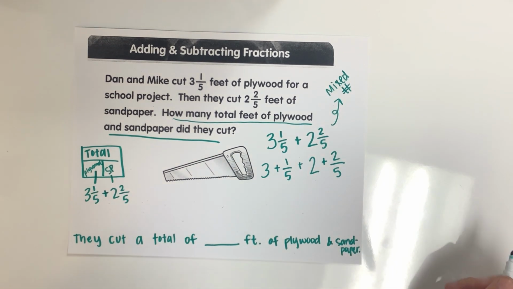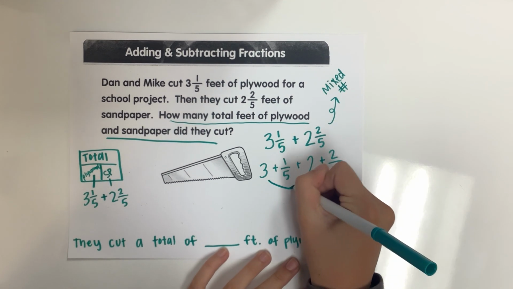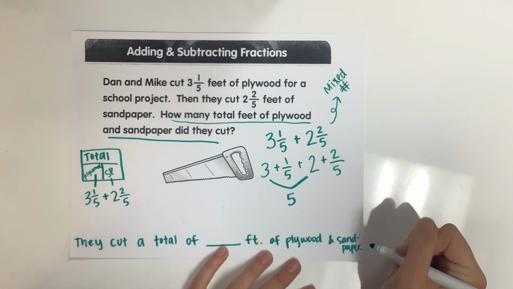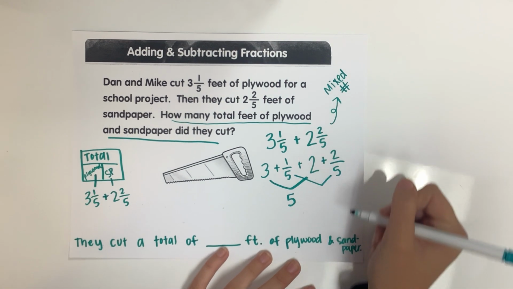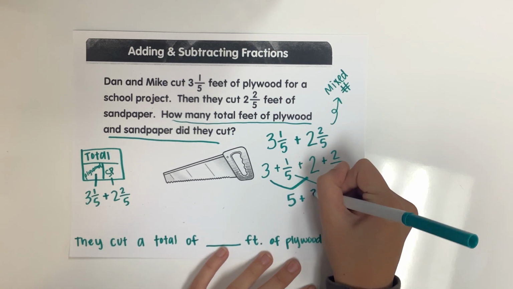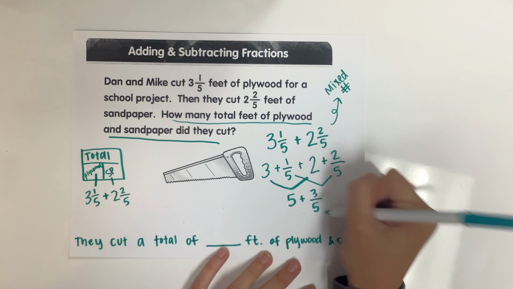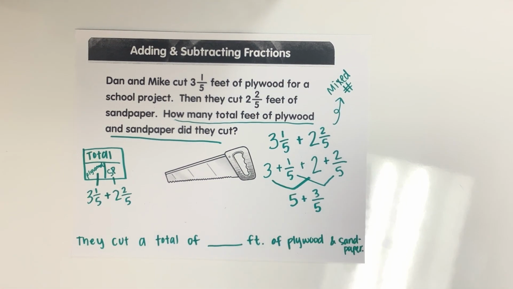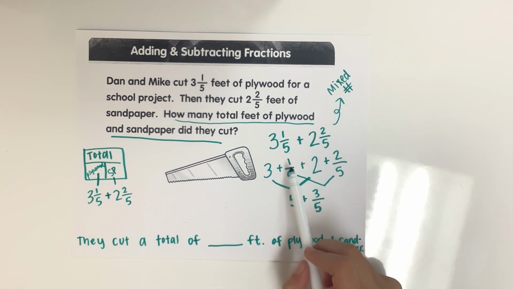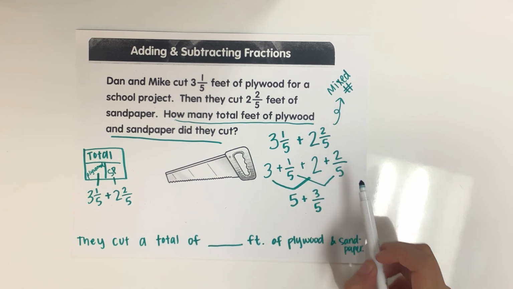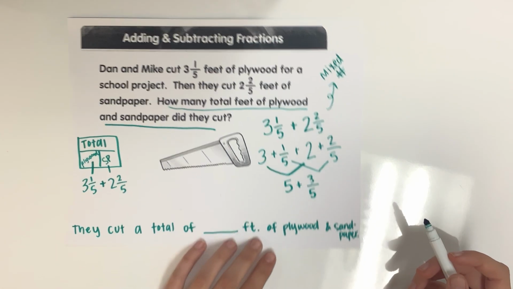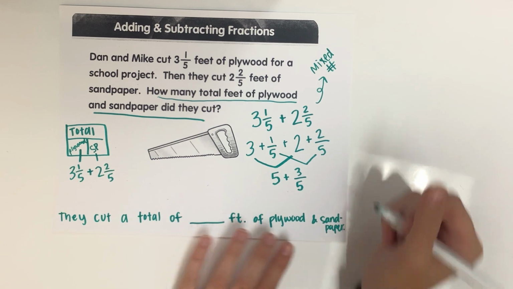So I'm going to add my wholes first. 3 plus 2. 3 plus 2 is 5. And now I'm going to add my fractional pieces. 1/5 plus 2/5, that makes 3/5. Remember, I don't add my denominators together. The denominators are just telling me how many pieces I need to make a whole. I have 1/5 and then I have 2/5. So how many fifths do I have? I have 3/5.